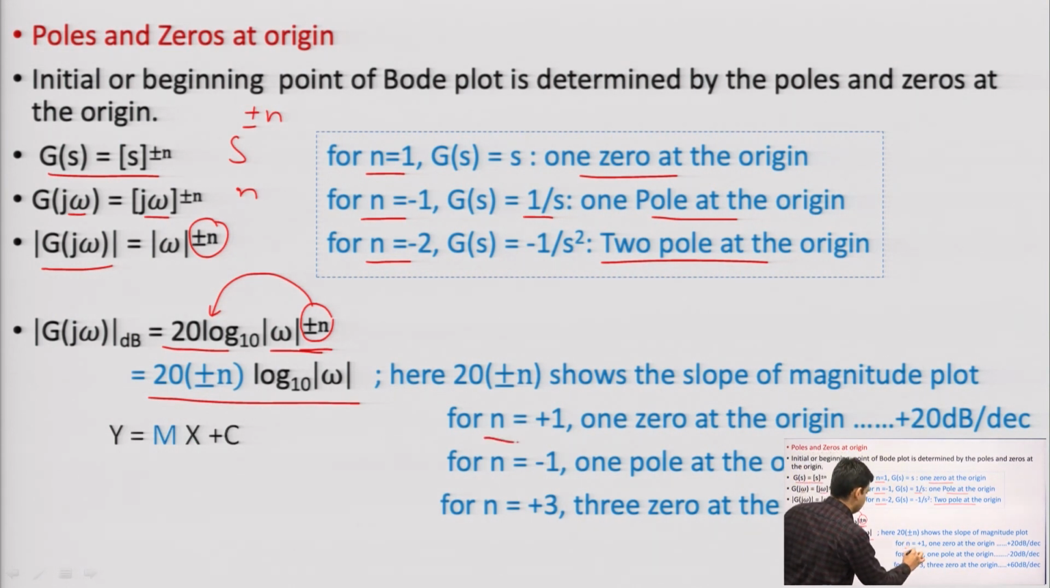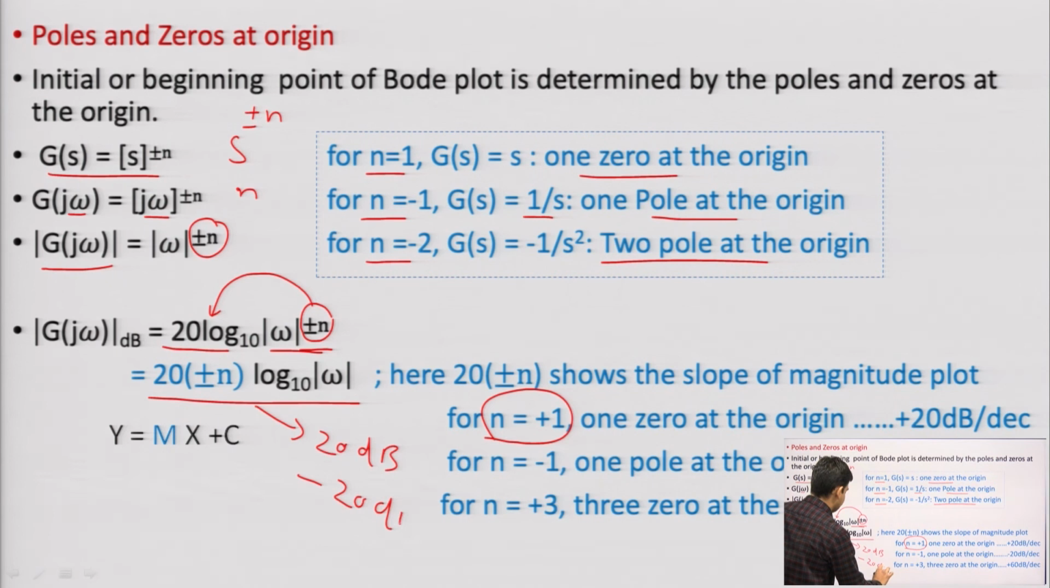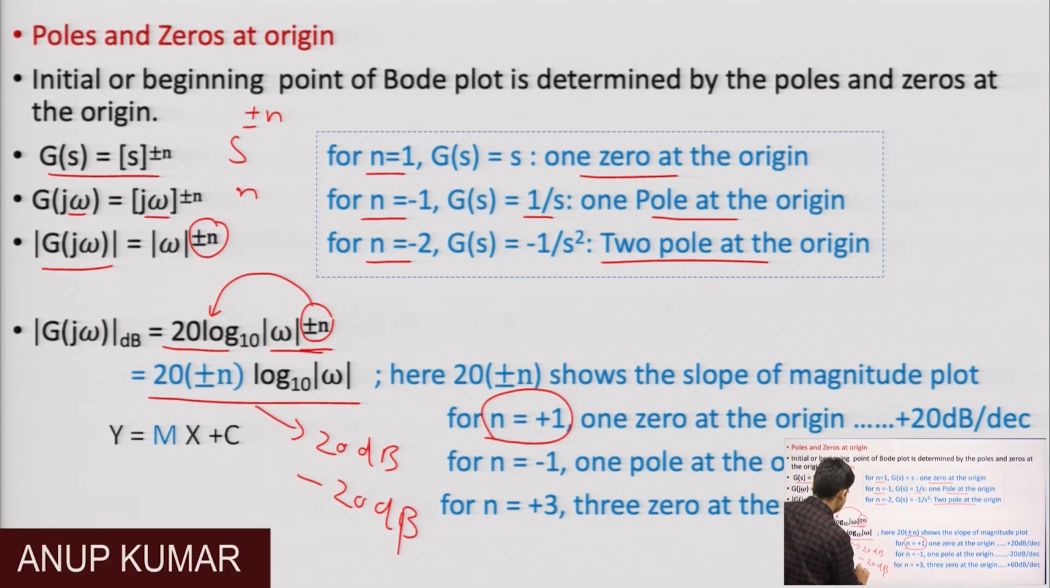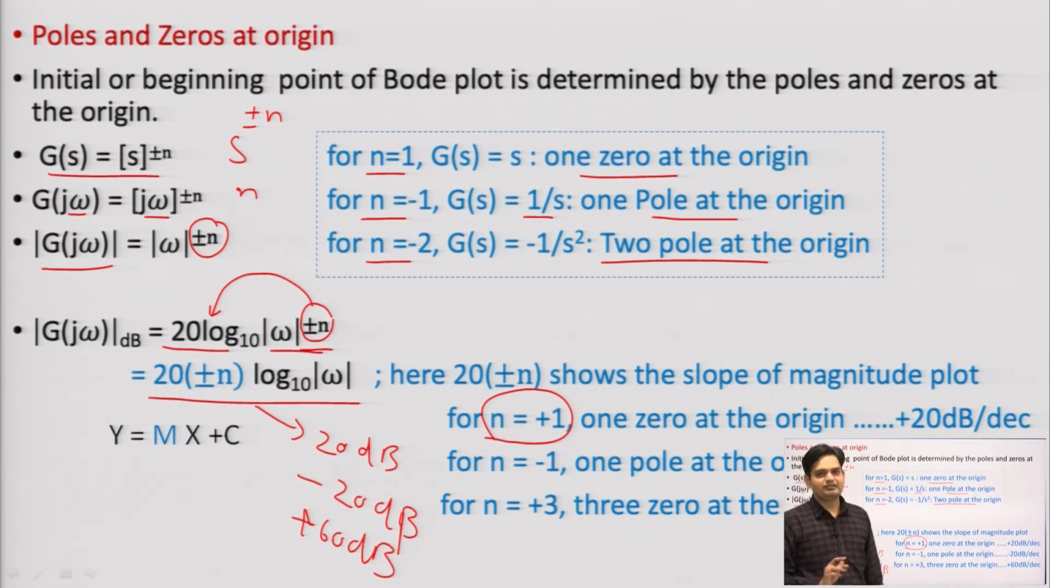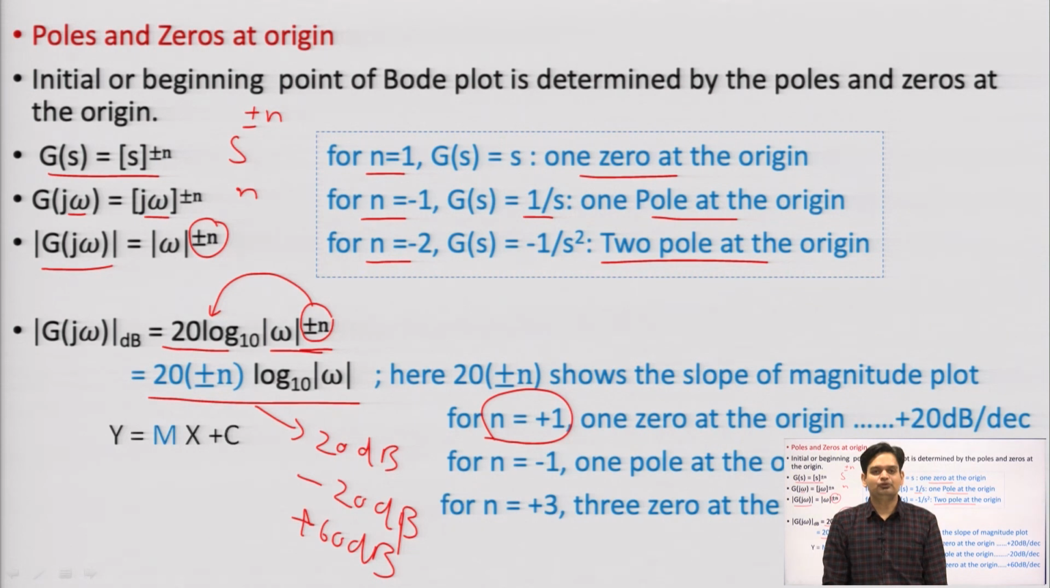Whenever n is equal to plus 1, it means 1 zero is here, and this will give us a slope of 20 dB per decade. If n equal to minus 1, this will give us a slope of minus 20 dB per decade. If n equal to plus 3, this will give us a slope of plus 60 dB per decade. Okay. So, how this will happen, we will see in the next lecture. So, thank you for today.